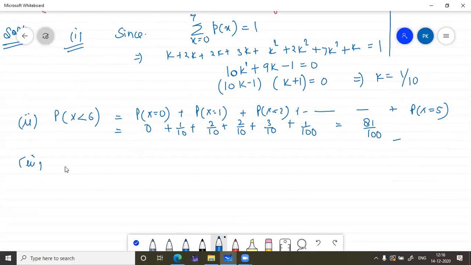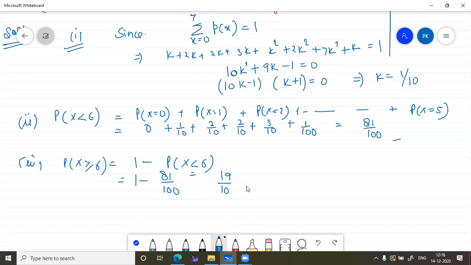Third point: probability when x is greater than or equal to 6. तो मैं इसको लिख सकती हूँ 1 minus probability when x is less than 6, because the sum of all the probability is 1. So probability when x is less than 6 और x is greater than or equal to 6, इसका जो sum होगा वो 1 होगा. तो यहाँ से ये directly evaluate हो सकती है. It's 81/100 and you will get 19/100.